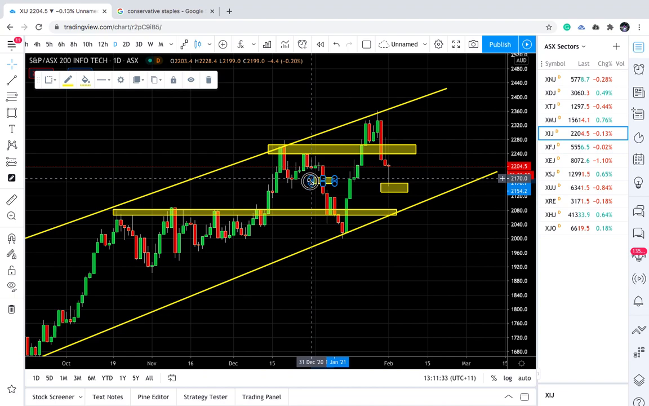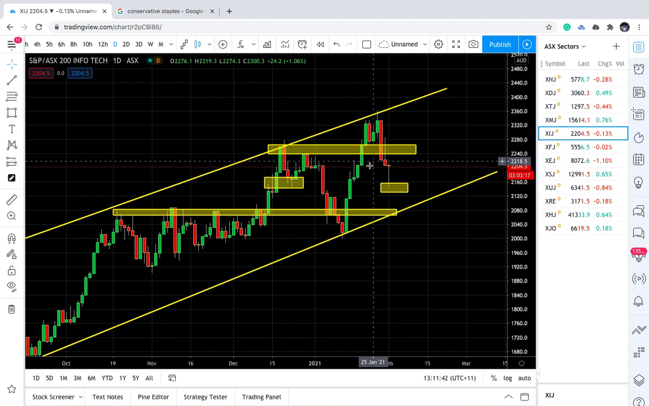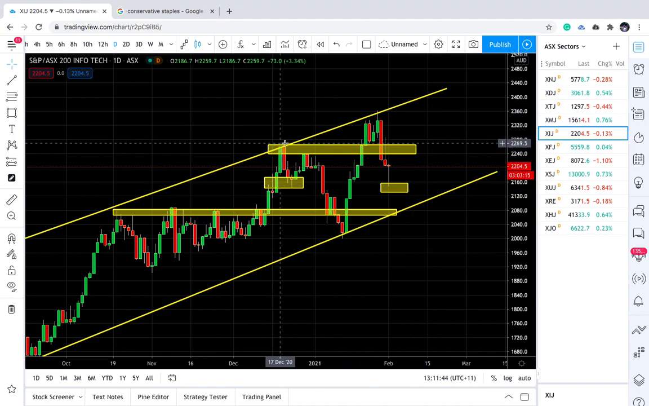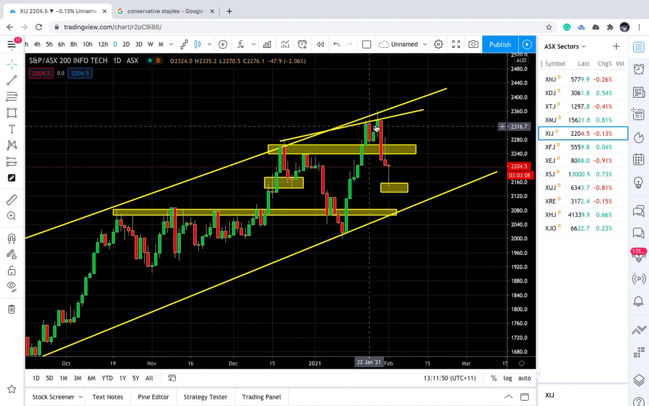Sorry, I'll put this rectangle back again here. This is the left shoulder, and this might act as the right shoulder. And here we have the neckline, or the neckline could be this one here. This could be the neckline connecting those two points. Anyway, what do we get from this?